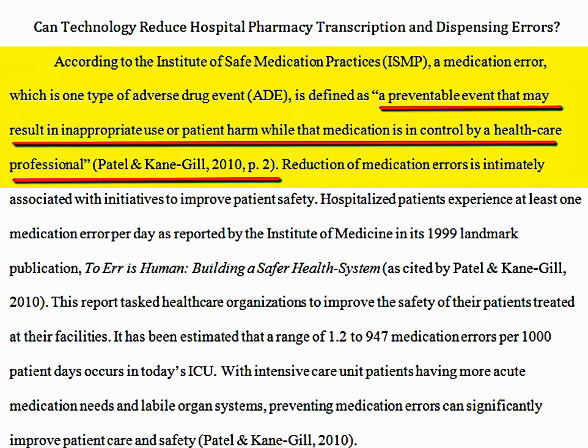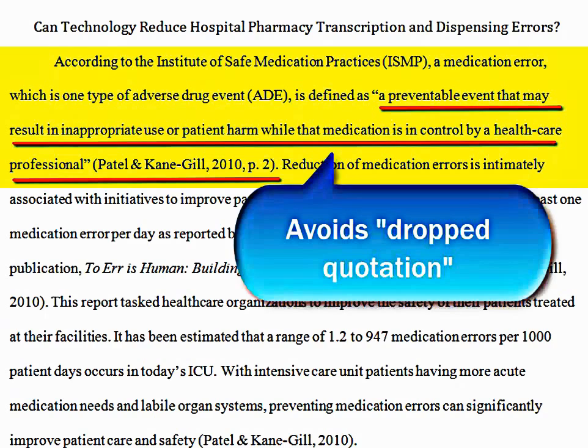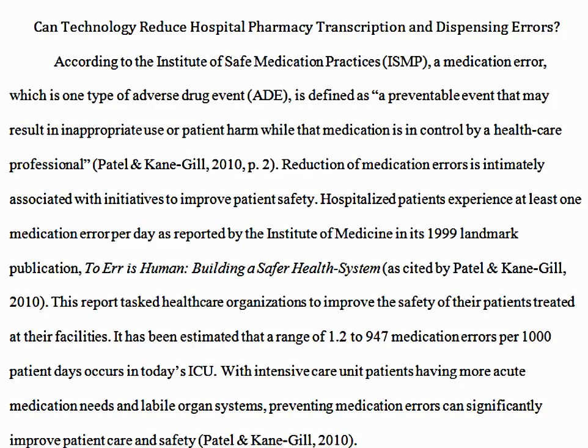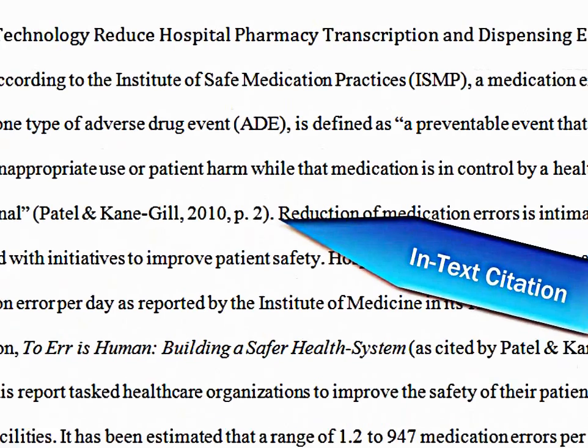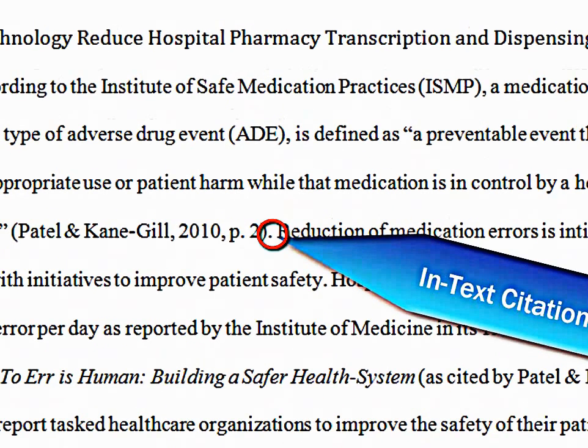The quotation is put to use inside the sentence, therefore avoiding the error known as dropped quotation, or a quotation without a context. Second, I want you to notice that this author, Chris Do, is using the in-text citation style. The citation at the end of the sentence, parentheses, Patel and Kane Gill, 2010, page 2, is an example of an in-text citation. Notice that the period for the sentence goes after the citation.